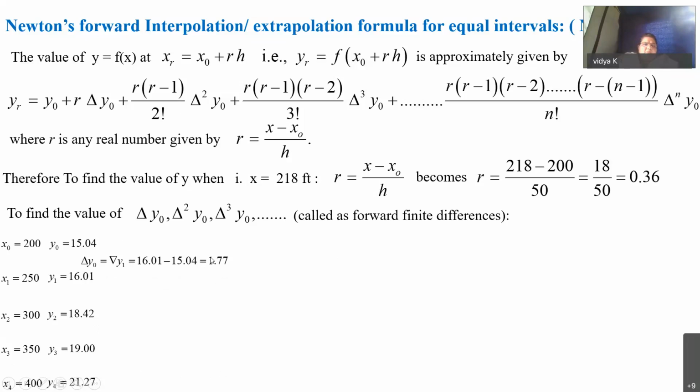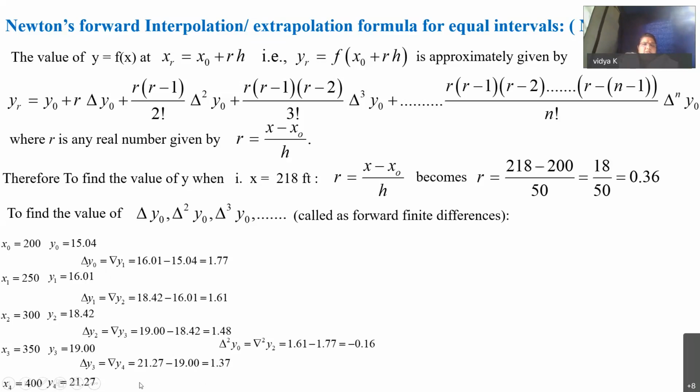So don't bother about nabla y1. First only focus on delta y naught. 16.01 minus 15.04 is delta y naught. Then 18.42 minus 16.01 is delta y1. 19 minus 18.23 is delta y2. 21.27 minus 19 is delta y3.